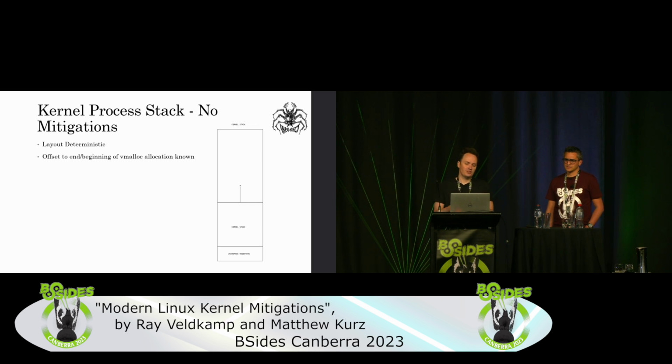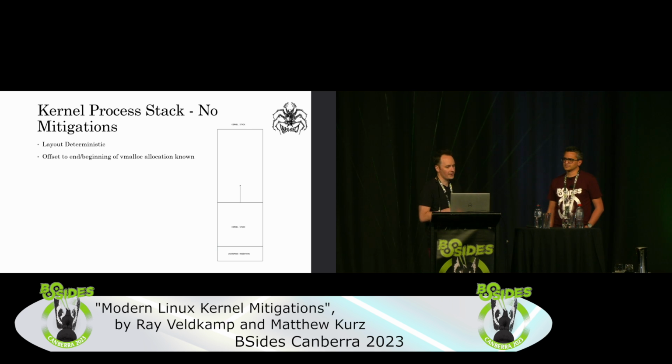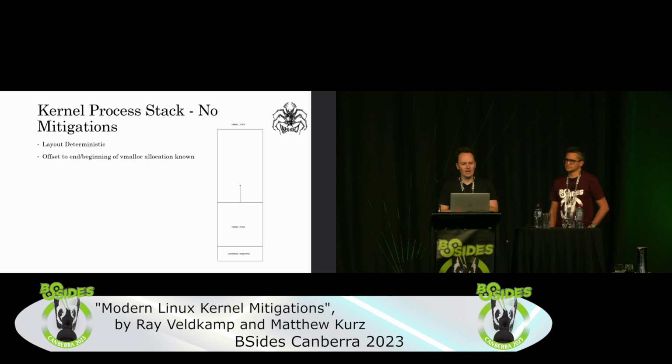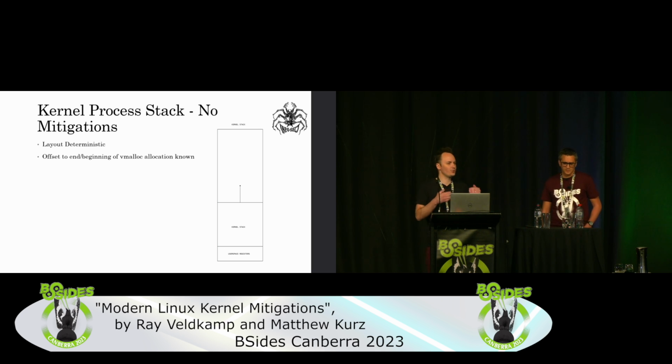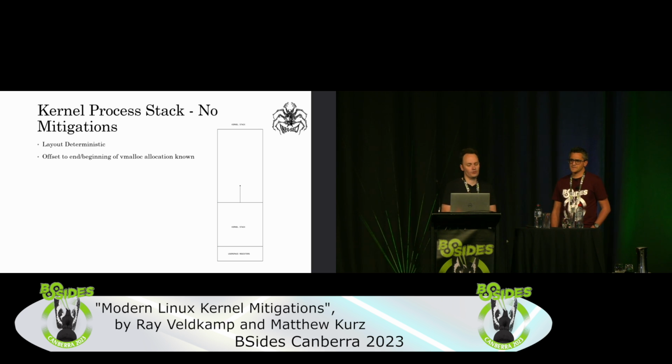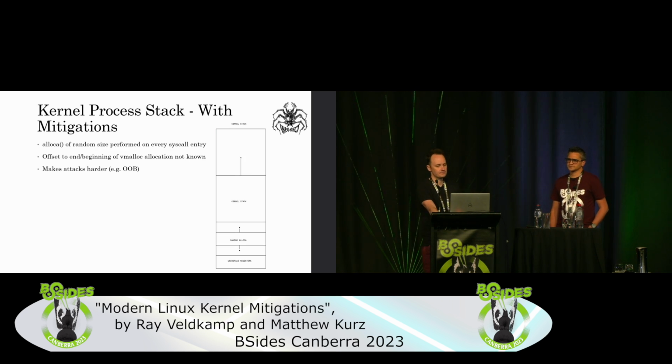So with no mitigations, it looks a little bit like this. Right down the bottom there, it's probably really hard to see, I'm sorry. But the first thing that happens is user space registers get pushed to the bottom of the stack, and then the stack continues from there. What this means to an attacker is that the layout is deterministic, and the offset to the end or the beginning of the vmalloc allocation is known. And what that really also means is the offset to other objects in vmalloc space is also known. So that means doing those out-of-bounds writes and reads becomes way easier.